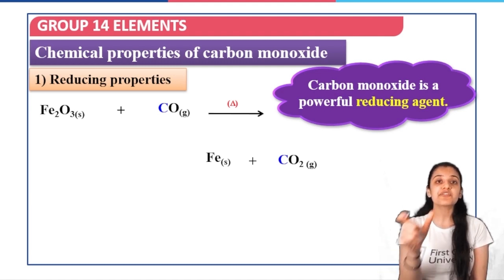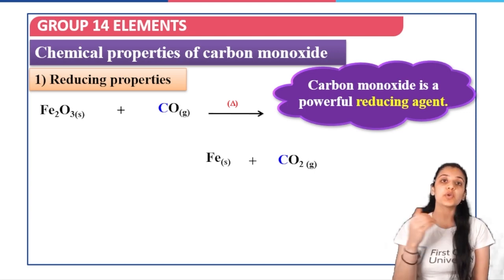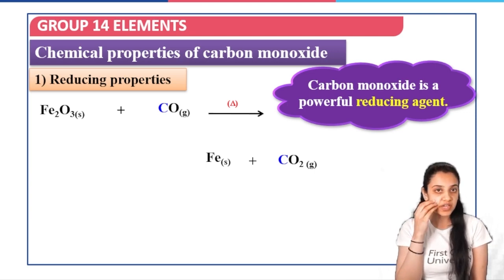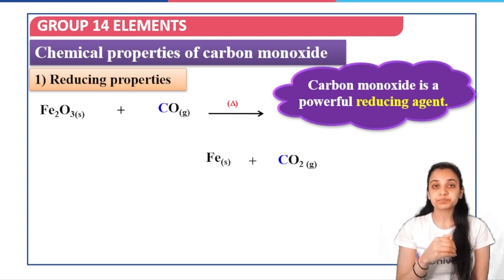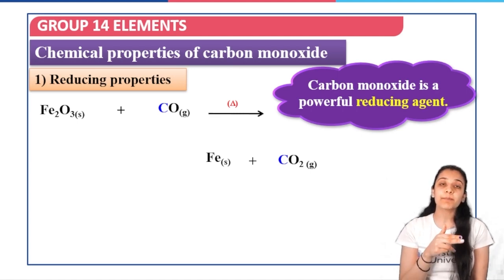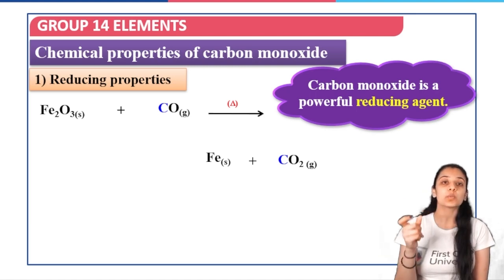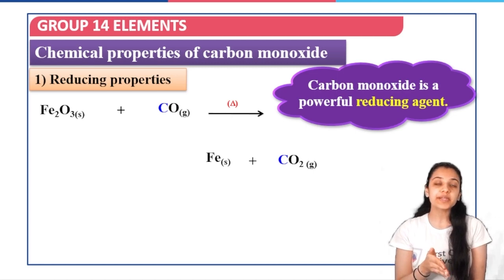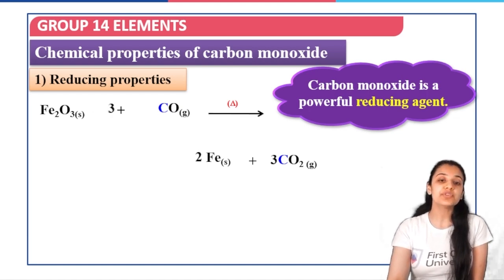So what do you see? From ferric oxide, oxygen is removed and we get iron. So the removal of oxygen is nothing but the process of reduction. And since CO is responsible for this reduction, CO is acting as a reducing agent, that is, it is reducing the other compound, but it is itself getting oxidized, because CO is getting converted into CO2. That is, one more oxygen atom is getting added to it, and therefore it is itself getting oxidized. So it's a very important, very powerful reducing agent.